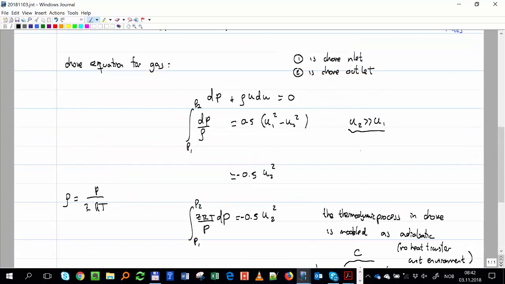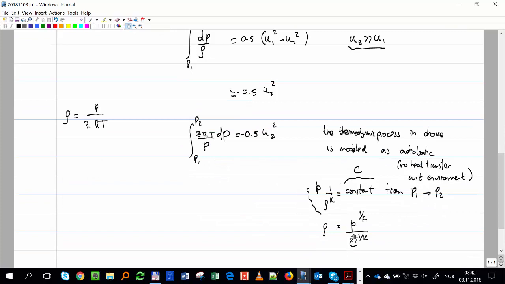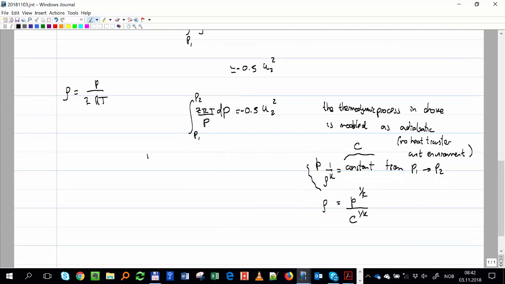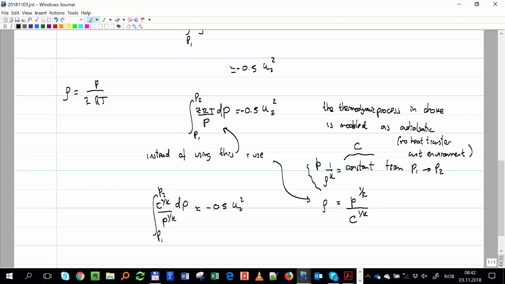Instead of using this equation where I substitute T, because I don't know how T will change, how Z will change, I just use this equation for adiabatic expansion. So instead of using this, I use this one. I say the integral from P1 to P2 of dP, and then I have to substitute C to the 1 over K, P to the 1 over K, dP. And then I integrate.